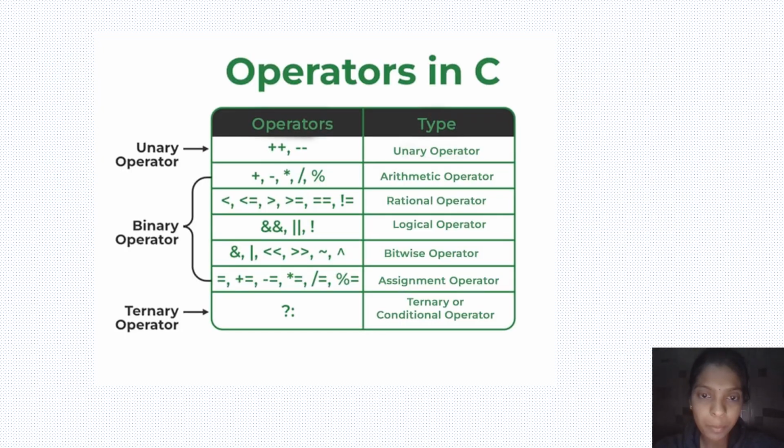And the next one is operators in C. Operators ++ and -- are unary operators. Plus, minus, ampersand symbol, modulo symbol are arithmetic operators. Greater than or equal to, less than or equal to, greater than, less than are the relational operators. The and symbol and the or symbol are the logical operators. And, or, greater than, less than are the bitwise operators. Equals to, plus equals, star equals are the assignment operators. And the question mark is a ternary operator or a conditional operator. These are the operators in C.